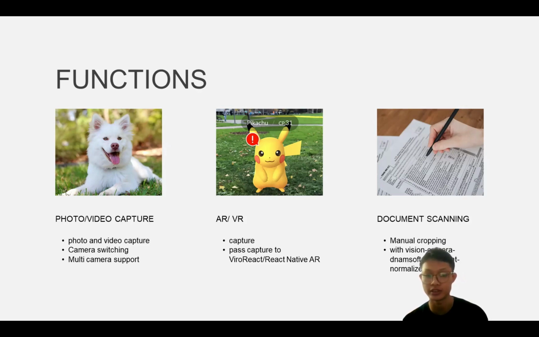And it also supports multiple cameras, which means the library can access multiple cameras at the same time. And the second thing is AR and VR, augmented reality and virtual reality. So how does it work? The camera will take the live feed of the environment and pass the record to an AR library. It may be ViroReact or React AR. So these AR libraries will process the feed, detect the things and objects in the feed, and overlay virtual objects on them.